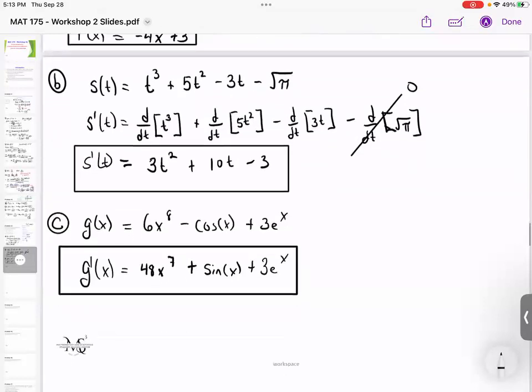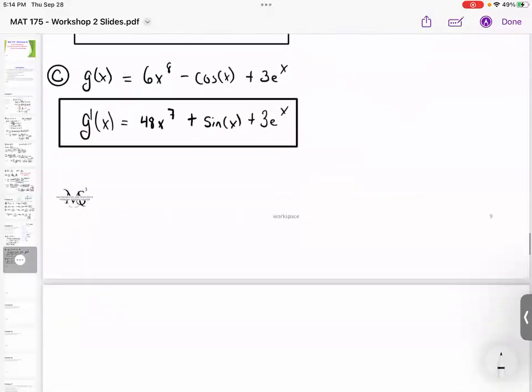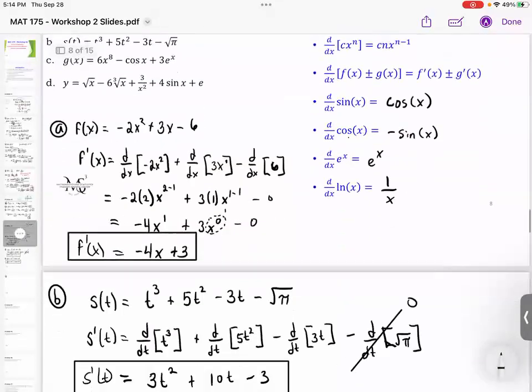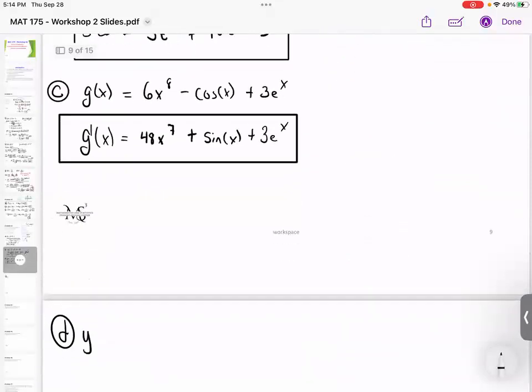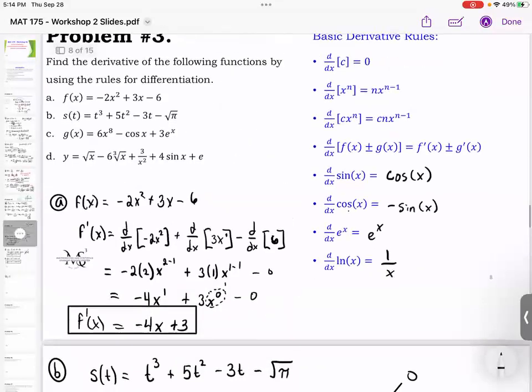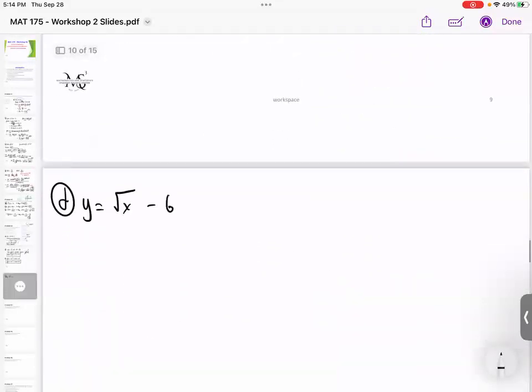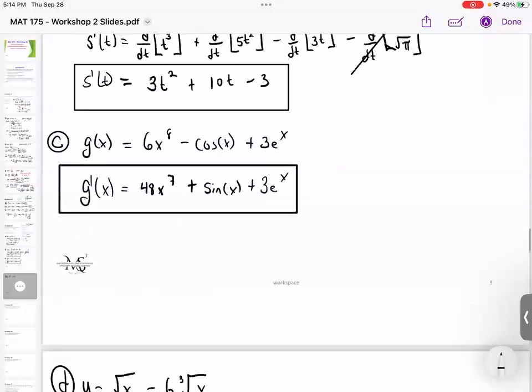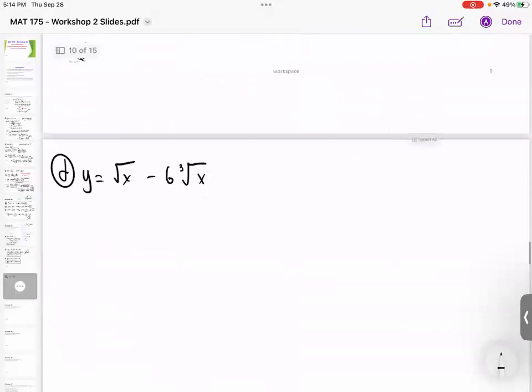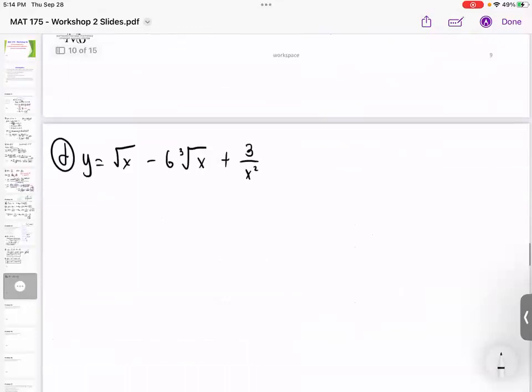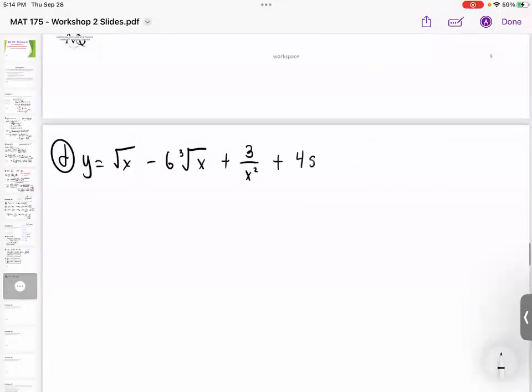All right? Sometimes you have no other choice. Okay? Like, for example, if I look at part D, I'll just slide back up to look at what it was. This one's a little nasty. We have y equals the square root of x minus 6 times the cube root of x plus 3 over x squared, 4 sine of x, plus e. Okay, so I want to find essentially y prime, right?